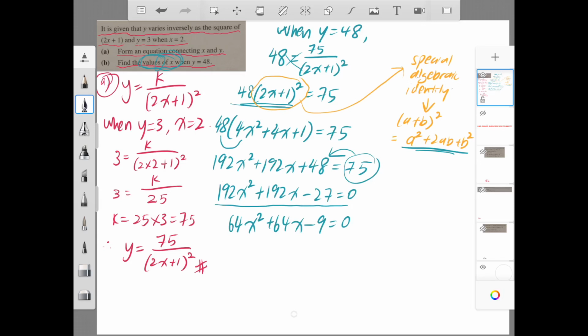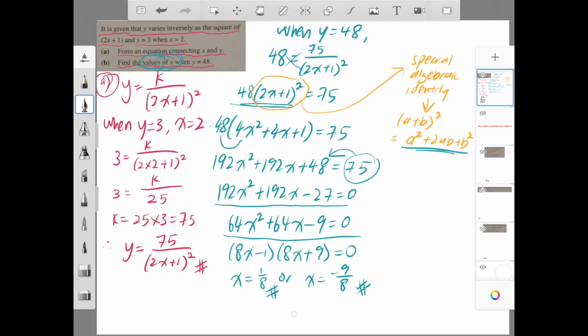With the help of the calculator, we can actually factorize this equation. It will give us (8x minus 1) bracket (8x plus 9) equals 0. And with this, x is equal to 1 over 8 or x is equal to negative 9 over 8, right? And this will answer the question for part B. Just something to take note, because the question actually tells us a very big hint: find the values of x. This means that there are two values of x we have to look out for, and that's why my answer is two values of x, which we have right here.